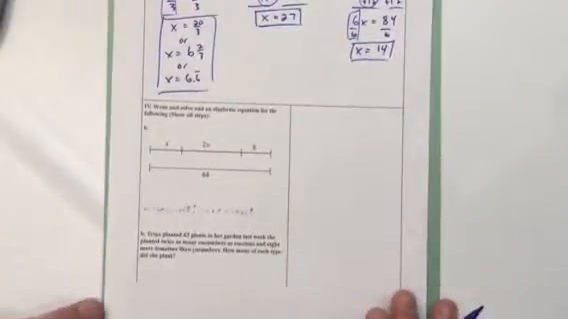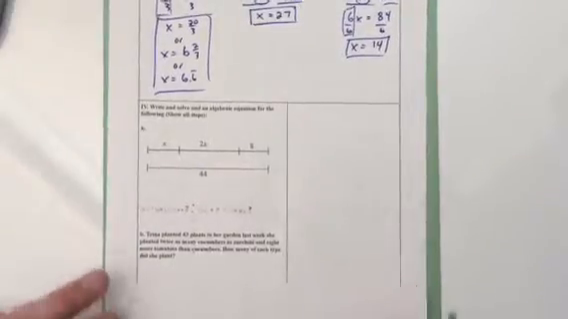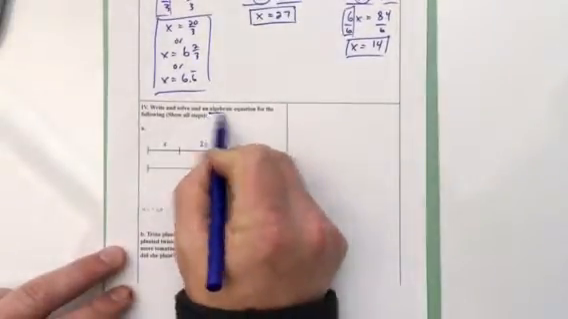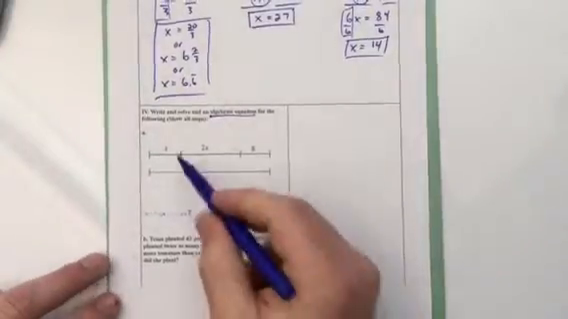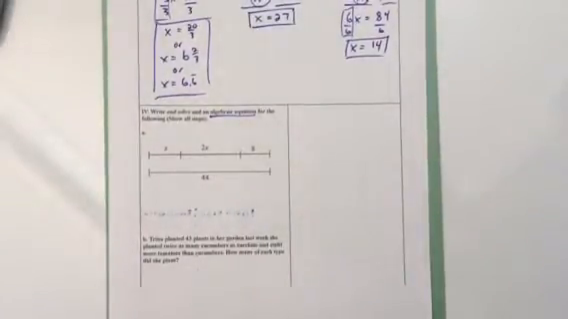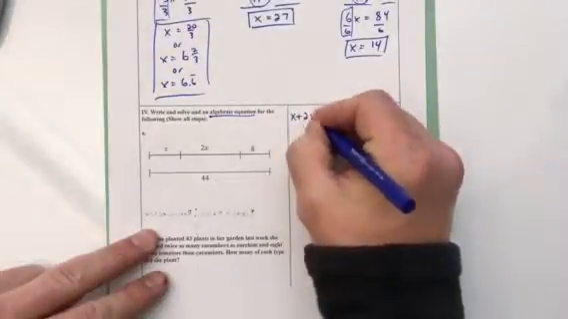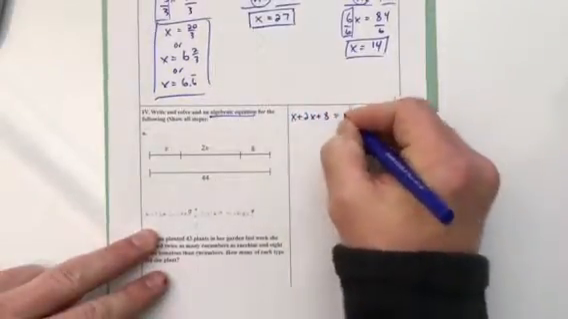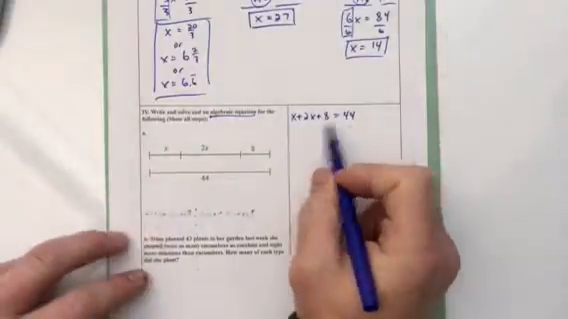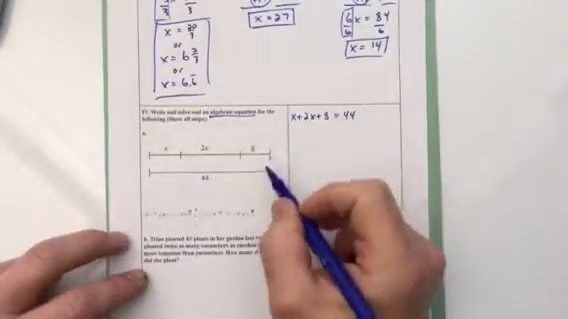Last standard, standard 4, write and solve an algebraic equation for the following. So you had to write and solve an algebraic equation. Don't just plug numbers in and go, oh, it looks like 12 works, I'm not sure. You have to show. So x plus 2x plus 8 equals 44. You needed to write this equation down to get credit.